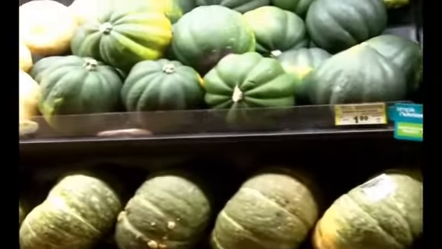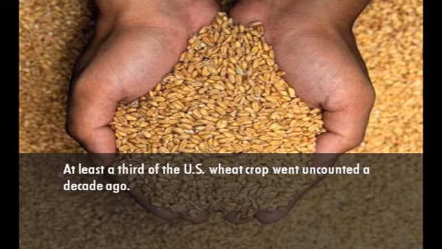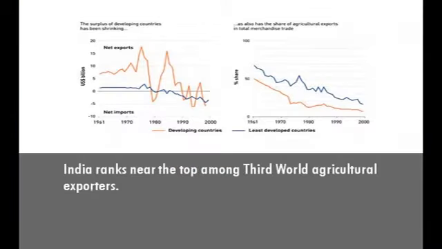The food surpluses in North America and Europe result mainly from subsidies and other incentives that stimulate production even in the absence of demand. Sub-Saharan Africa is also an agricultural region that has significant trade surplus in all agriculture. At least a third of the US wheat crop went uncounted a decade ago. India ranks near the top among third world agricultural exporters.